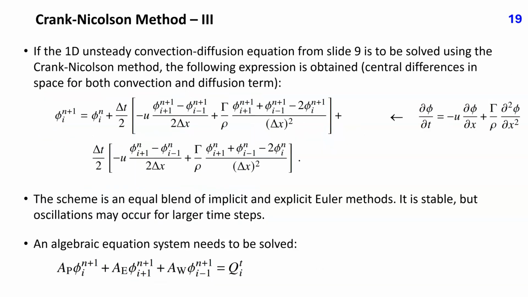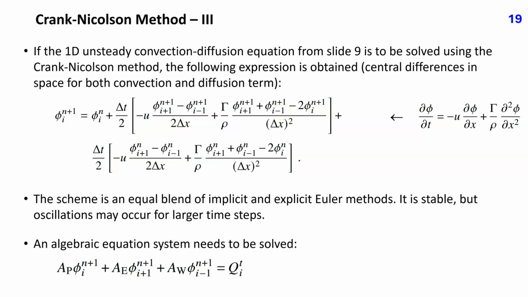When convection and diffusion terms in this equation are discretized with central differences, and the Crank-Nicolson method is used for time integration, the following expression is obtained on a uniform grid. We see that the method is essentially an equal blend of explicit and implicit Euler method. It is stable, but oscillation in solution may occur if time steps are too large, which is problem dependent.